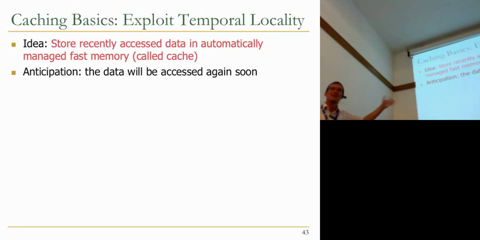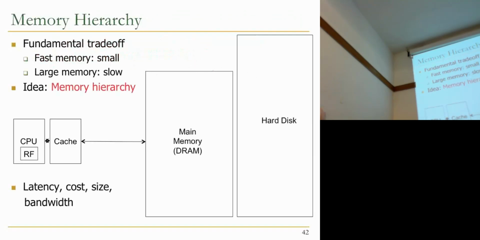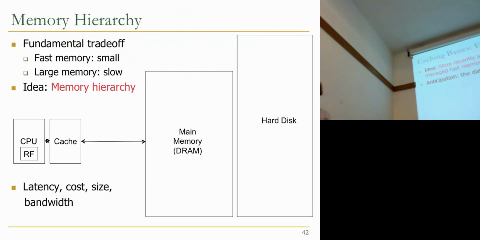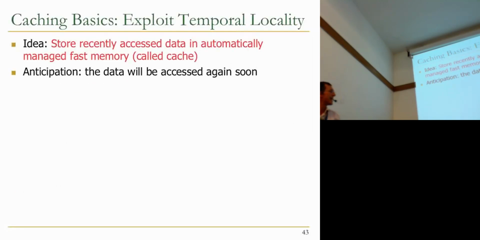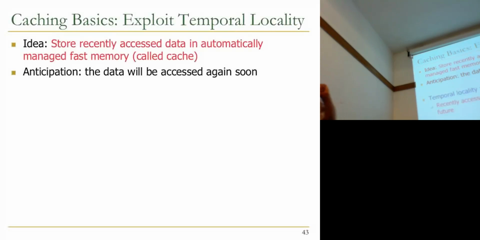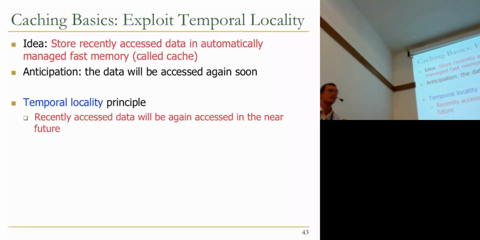But basically, the reason this works is the concept of locality, right? Programs have locality. They tend to have temporal locality, for example. Recently accessed data is accessed again over and over. And caching, this sort of memory hierarchy, exploits that fact. It stores recently accessed data in this automatically managed fast memory called cache. The anticipation is that that data will be accessed again soon, and this is the temporal locality principle. It turns out this is a good principle that works in many cases. It doesn't work always, so we'll try to design systems that do well in this case as well.